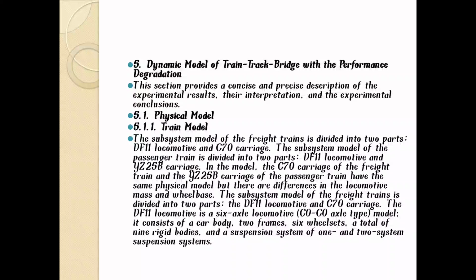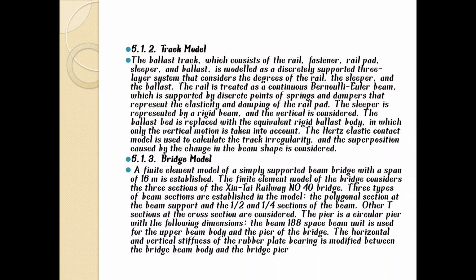The subsystem model of the freight trains is divided into two parts: the DF11 locomotive and C70 carriage. The DF11 locomotive is a six-axle locomotive model. It consists of a car body, two bogies, six wheel sets, a total of nine rigid bodies, and a suspension system of one and two suspension systems.